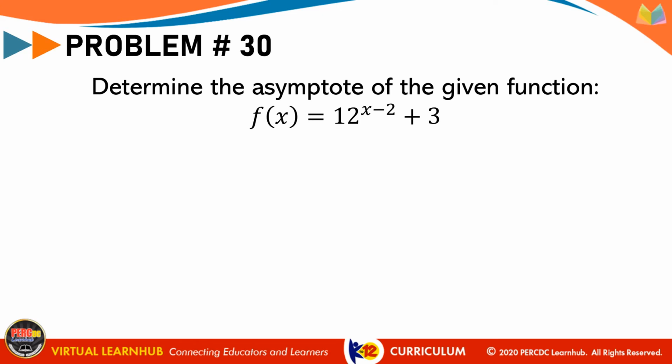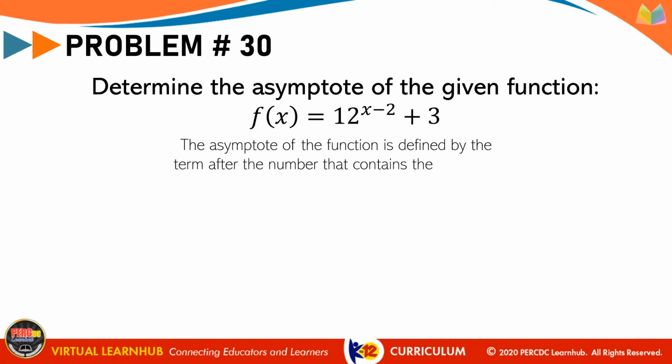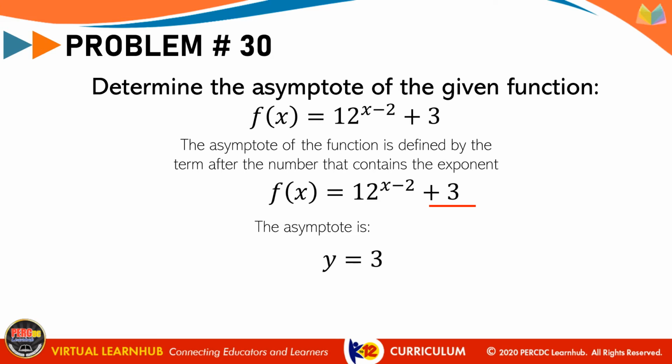For problem number 30, determine the asymptote of the given function f of x equals 12 raised to x minus 2 plus 3. So again, the asymptote of the function is defined by the term after the number that contains the exponent. So let's remember that even if the given function becomes complicated, we will be only concerned with the term after the exponential expression. So from this example, that is positive 3. Therefore, the asymptote is y equals 3.